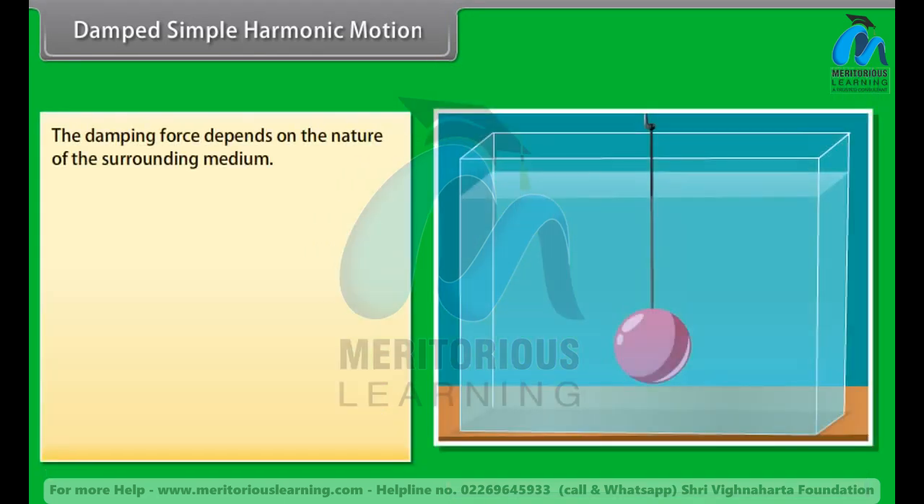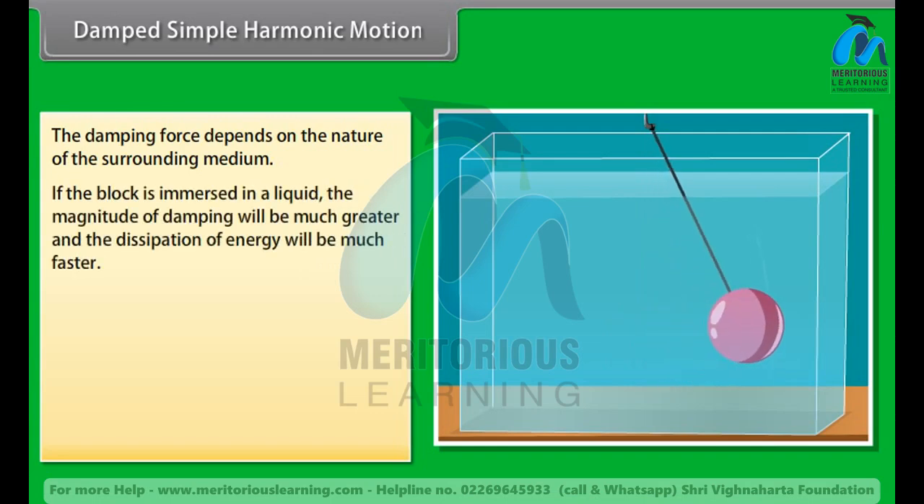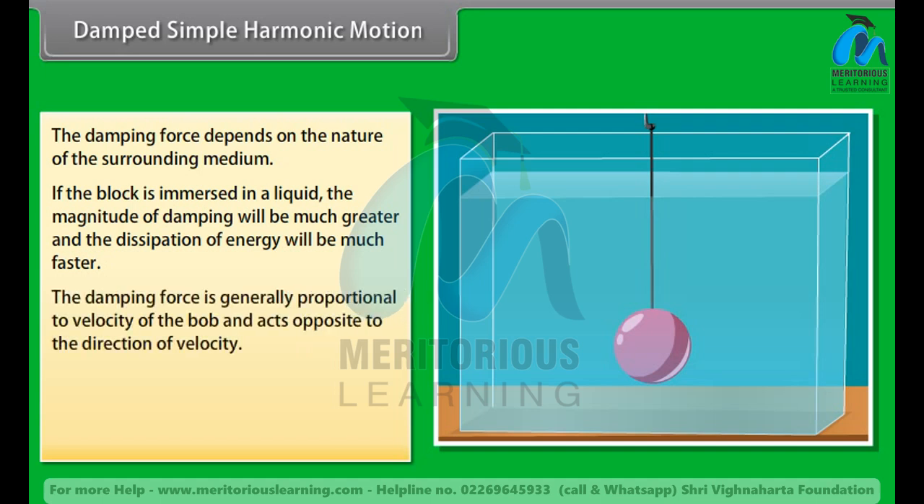The damping force depends on the nature of the surrounding medium. If the bob is immersed in a liquid, the magnitude of damping will be much greater and the dissipation of energy will be much faster. The damping force is generally proportional to the velocity of the bob and acts opposite to the direction of velocity. If the damping force is denoted by Fd, we have Fd is equal to minus bv.